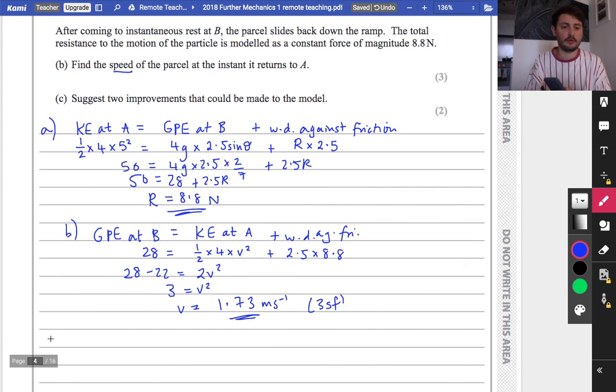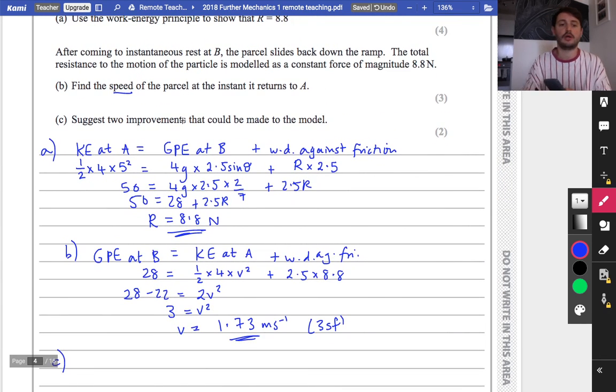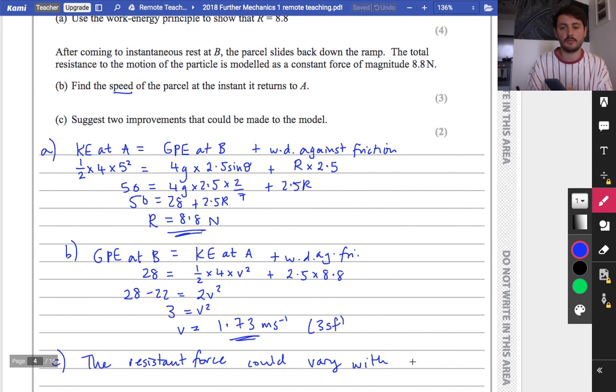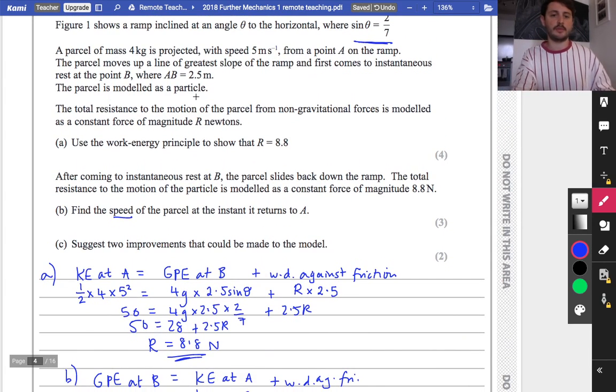Two improvements that could be made to the model. Well, let's see some things that we've got here. First of all, the force has been modelled as a constant force of magnitude R newtons. So the resistant force, instead of being constant, could vary, and it would vary with speed. That's a good improvement.